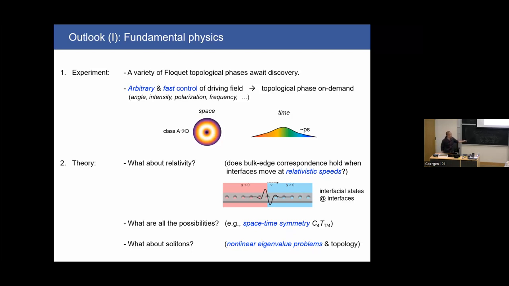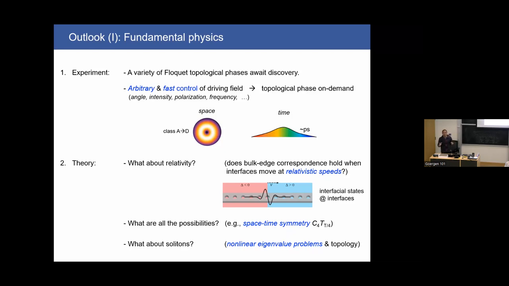In time, you can easily take the beam that we are using to drive and chirp it. You send in the blue light first and you end with the red light at the end. When you drive at different frequencies, you can actually induce different topological phases. Now you can have one phase quickly collapsing into another topological phase. Why is that interesting? Because it actually helps us to understand whether the current framework of topological physics is compatible with relativity or not. So let me tell you why.